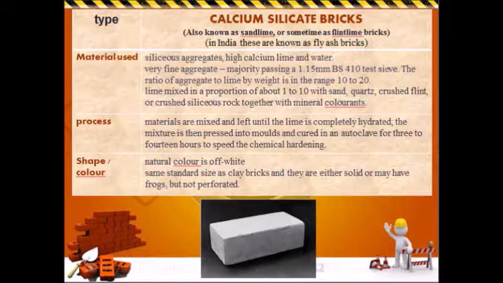Lime mixed in a proportion of about 1 to 10 with sand, quartz, crushed flint or crushed siliceous rock together with mineral colorants. The process of calcium silicate brick is material are mixed and left until the lime is completely hydrated. The mixture is then pressed into mold and cured in an autoclave for 3 to 14 hours to speed the chemical hardening. The shape of calcium silicate brick is standard size as clay brick, and they are either solid or may have rock but not perforated. And the color of the brick is off-white color.